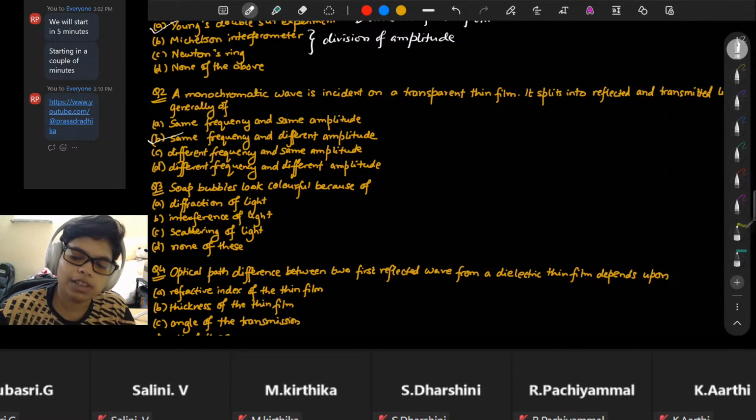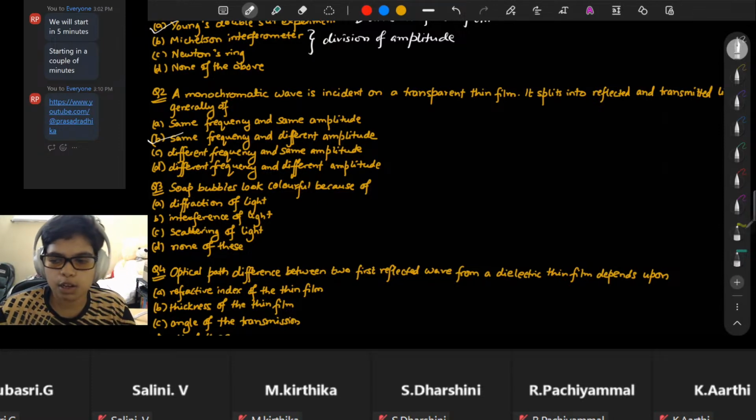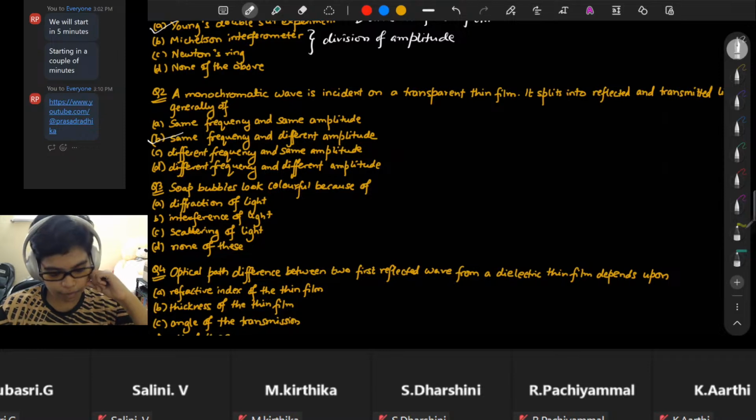So same frequency, because frequency is a property of the source. Once your source is decided and fixed, the frequency cannot be changed. You can change the wavelength by changing the refractive index of the medium, and so you can also change the velocity by changing the refractive index of the medium. But frequency cannot be changed. So frequency will always remain same once your source is fixed.